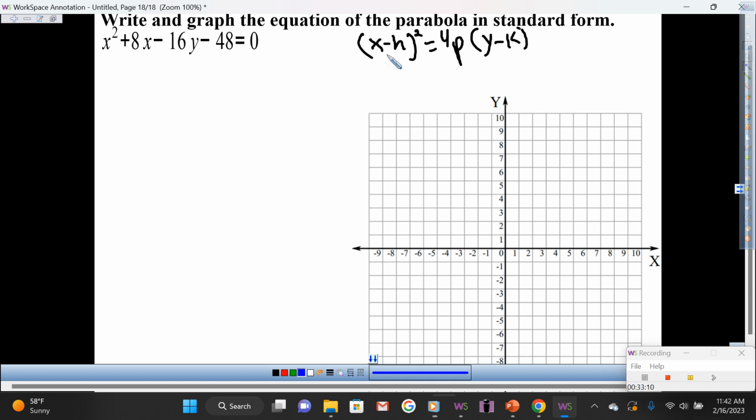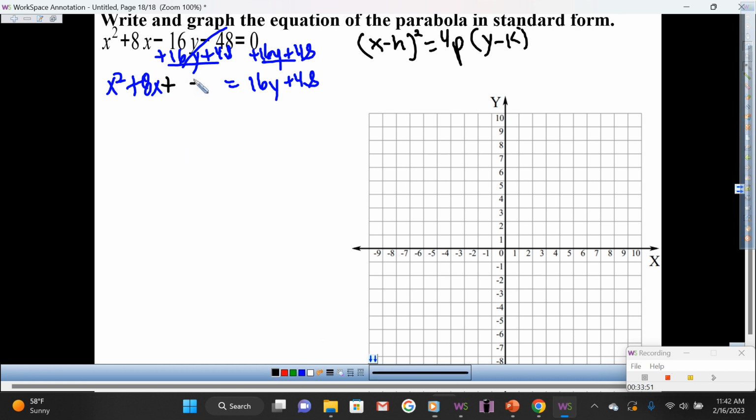Actually, this one we have x on the left side, and we need to move everything to the right. So that means we need to do what? Yeah, add 16y and 48 to each side. We're left with x squared plus 8x, empty space, equals 16y plus 48. Continue, Alyssa.